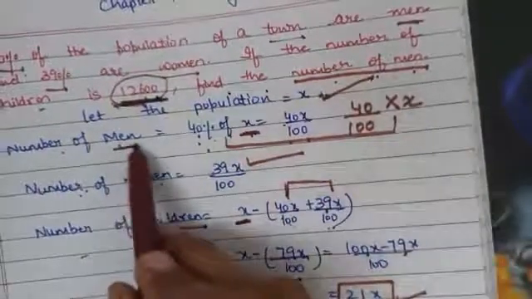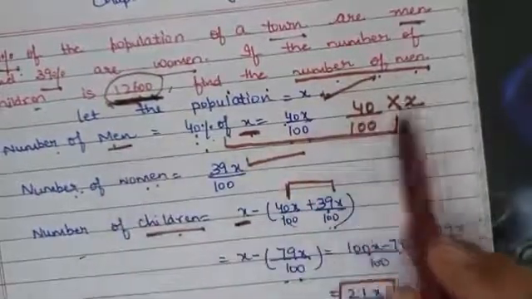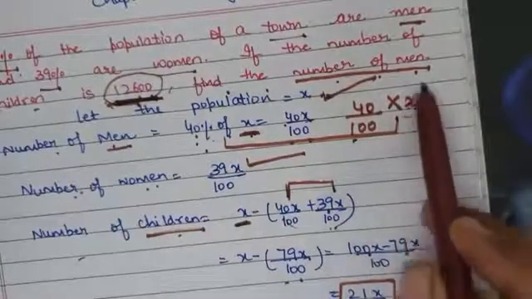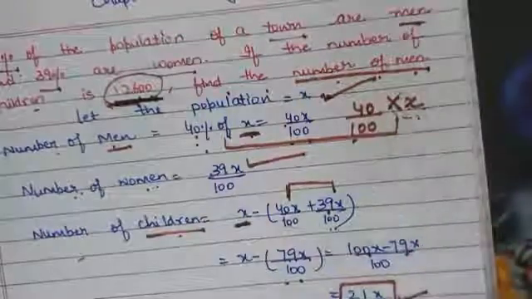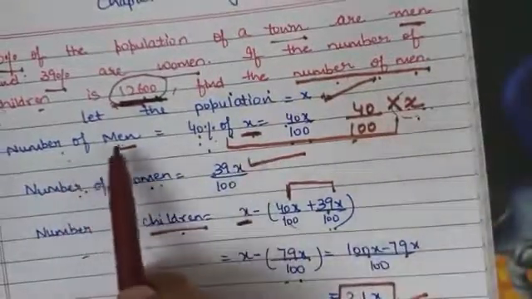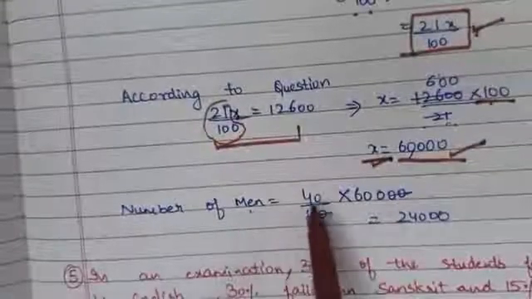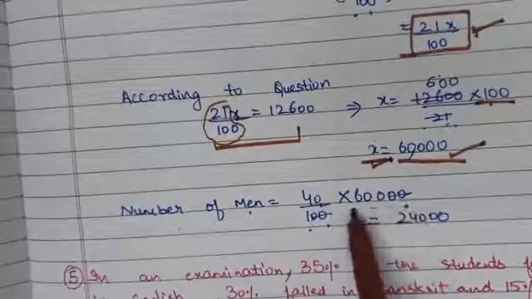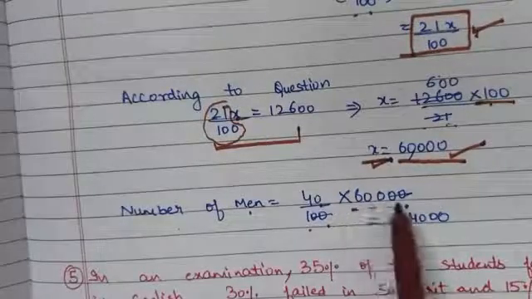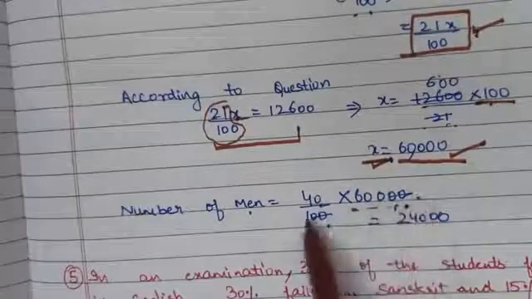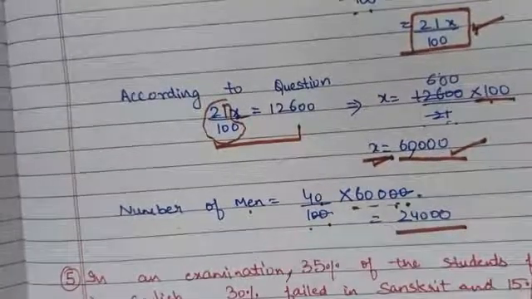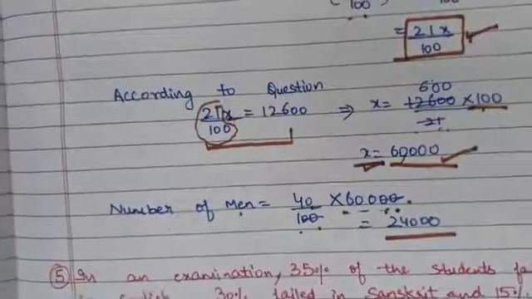Now in the question, they have asked to find the number of men. And men was 40x upon 100. So now just put the value of x and you will get the number of men. So see, the number of men is 40 upon 100 into x. I have put the value of x. So on doing the cancellation, the number of men is 24,000. Clear, children?